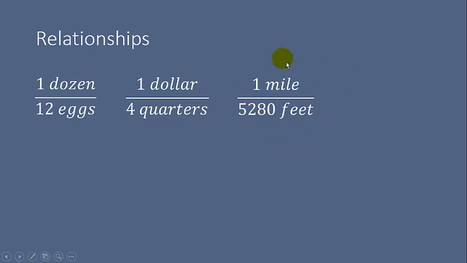Here's another example. 1 mile is 5,280 feet. So that is invariant, that is equal, and that is unequivocal. I could also just as well have my 5,280 feet in the numerator and my 1 mile in the denominator. It doesn't matter. It will still express that same equivalence. 1 meter is 100 centimeters. So these last two conversion factors actually represent conversions in distance. This second one represents conversions in currency.